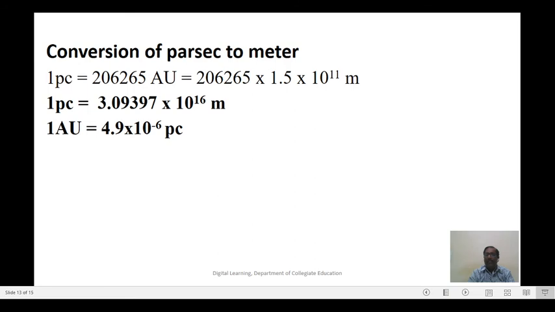Conversion of parsec to meter. We have 1 parsec equals 206265 astronomical units, that equals 206265 into 1.5 into 10 to the power of 11 meter, or 3.09397 into 10 to the power of 16 meter, or 1 astronomical unit equals 4.9 into 10 to the power of minus 6 parsec.